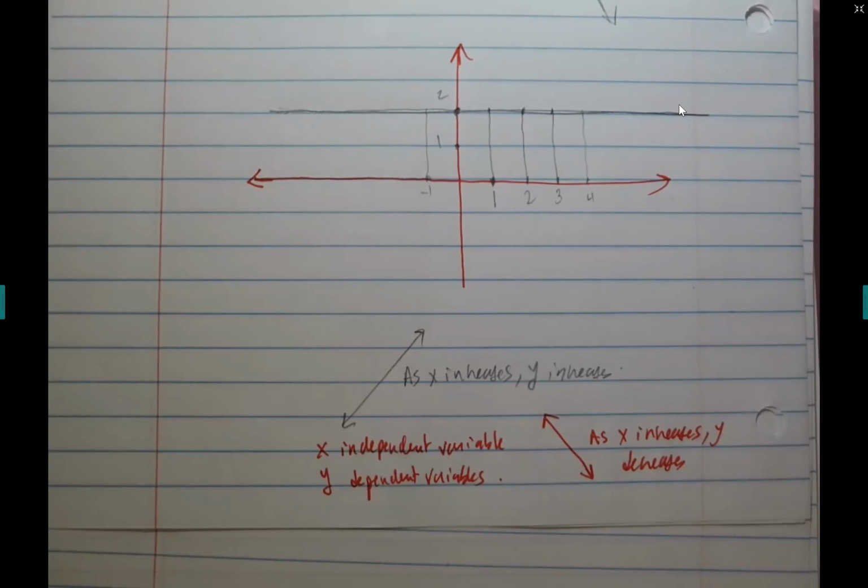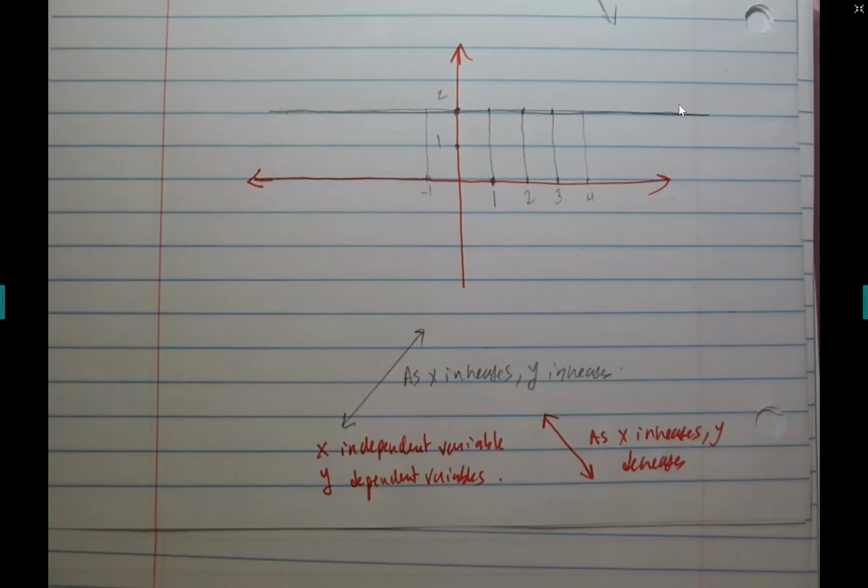X is the independent variable, and you agree with me that the amount of money that you earn depends on the number of hours. So it makes sense that the money is the dependent variable. You work 1 hour, you make $10. You work 10 hours, you make $100, and so on and so forth.